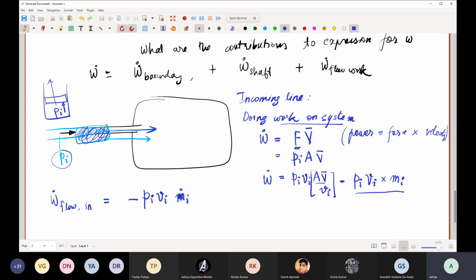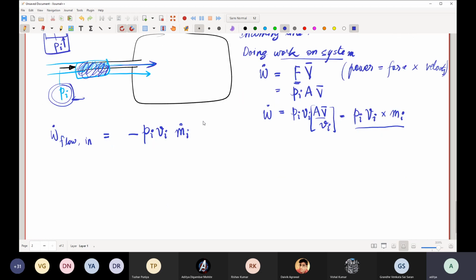Is this clear to everyone? Yes, sir. For the others, in case this is not clear, please look at the recording once again. The idea is very simple. The pressure in the pipeline is having to push with this pressure into the control volume. Okay, that is the logic.